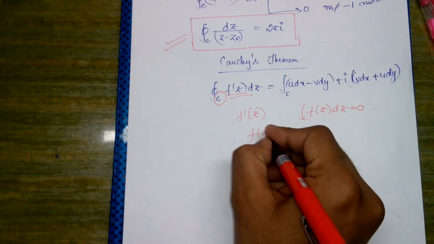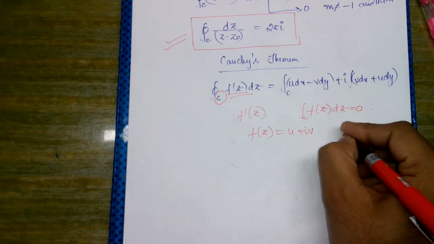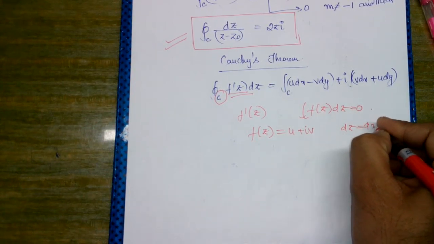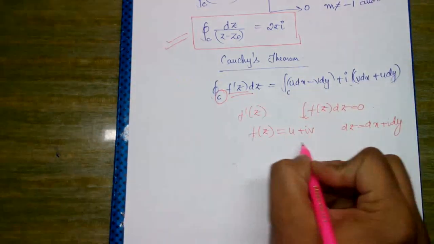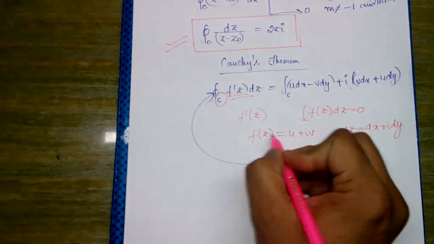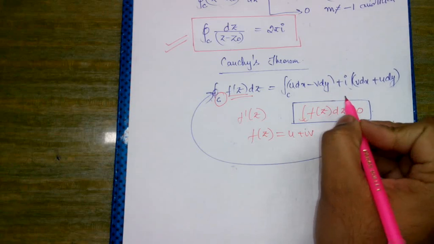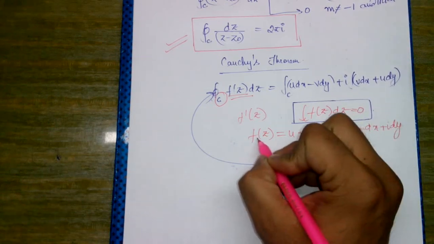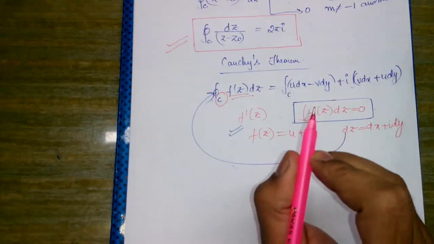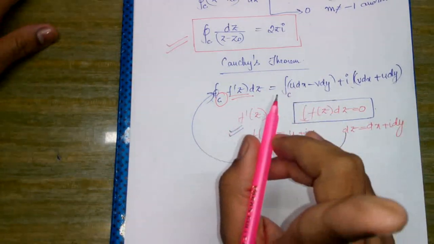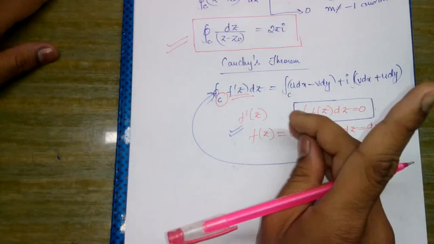And if f of z is equal to u plus iv and dz is nothing but dx plus i dy, then the integral can be written accordingly. So the integral of f of z dz is equal to 0 if f of z is an analytic function and f dash z is continuous at each point within and on the closed curve C. Okay, so that was our Cauchy's theorem, and this is a very important theorem.